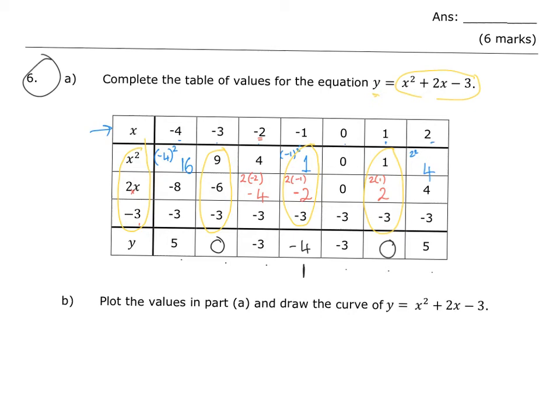The coordinates are always x, comma, y. So when x is minus 4, our y is 5. When x is minus 3, y is 0. Those are the coordinates, minus 2, comma, minus 3. And this one is minus 1, comma, minus 4, 0, comma, minus 3, 1, comma, 0, and again x, comma, y, so 2, comma, 5. Okay, so we have those coordinates, and we're going to plot them.